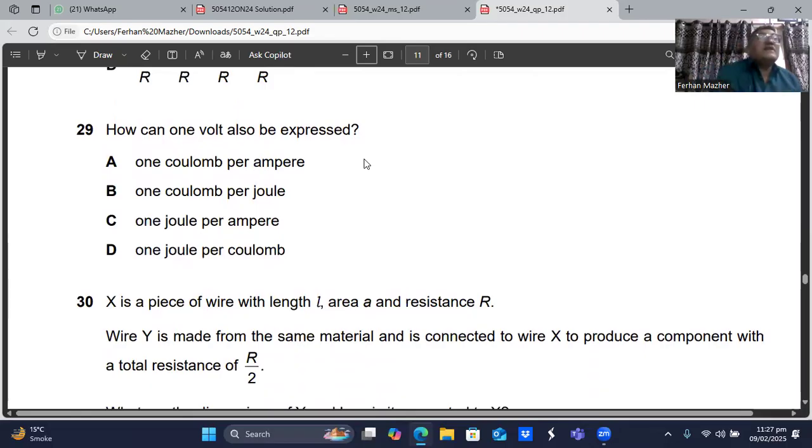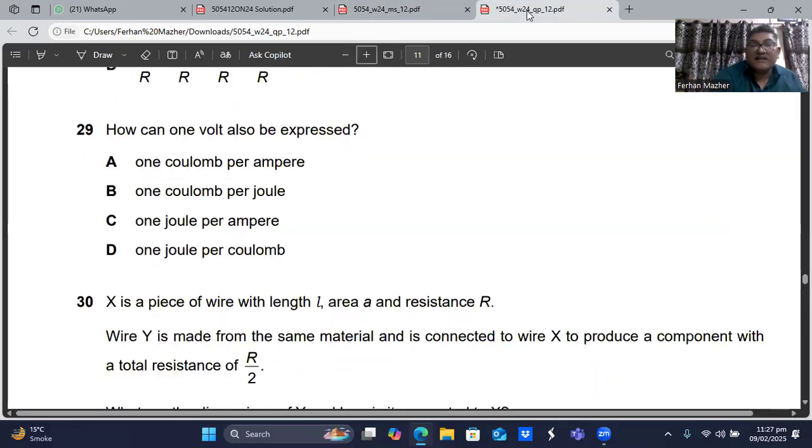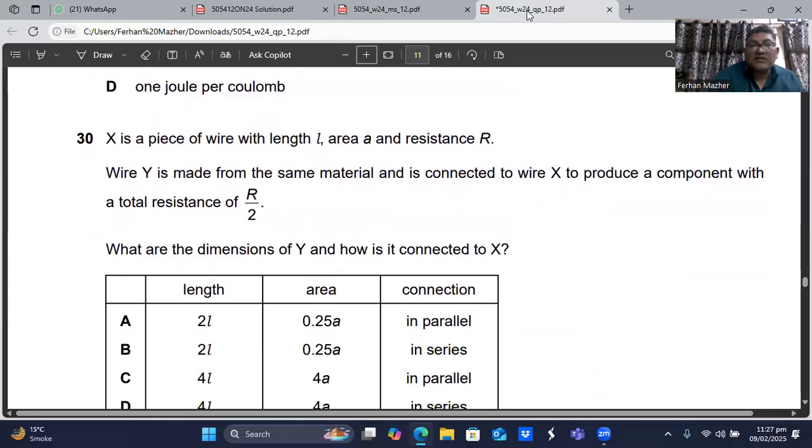The volt is equal to the energy divided by charge. Energy divided by charge, so it should be joules per coulomb. The unit of energy is joule, and the unit of charge is coulomb. So D is the choice, sir. Question number 29, I think D is the choice. Yes, sir, that's right.